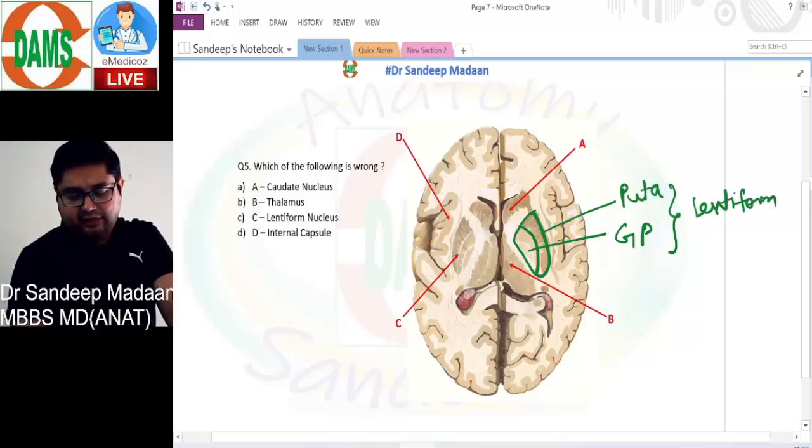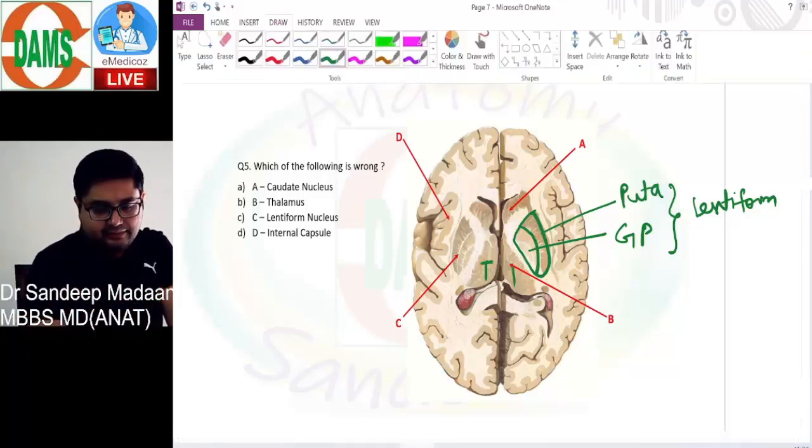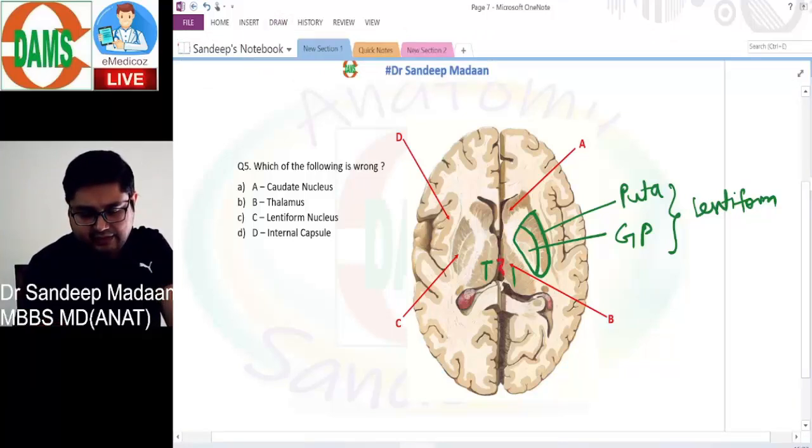Alright. Now, what about these nuclei? These two are thalami, left and right thalami. Between them, the gap is the ventricle. Which ventricle? Third ventricle. This is the third ventricle. Alright. This is the third ventricle here.